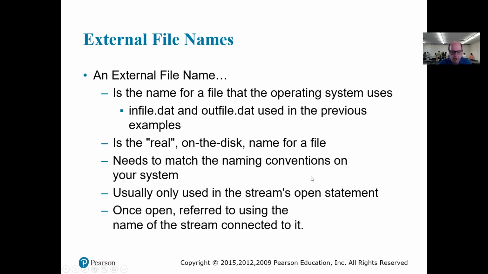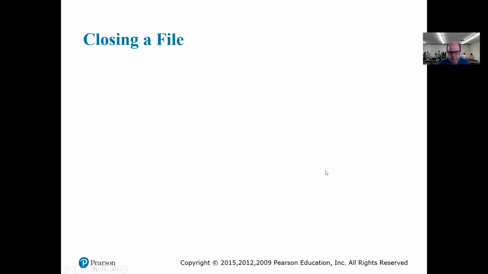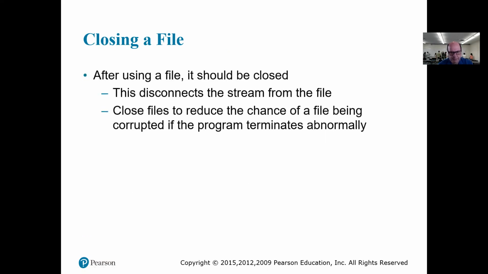So we're going to use open to connect our object to the file. From that point on, I don't have to worry about it anymore. At the end, when we're done with it, we want to close the file. So we want to be sure that nothing's going to be written to it and those kinds of things.